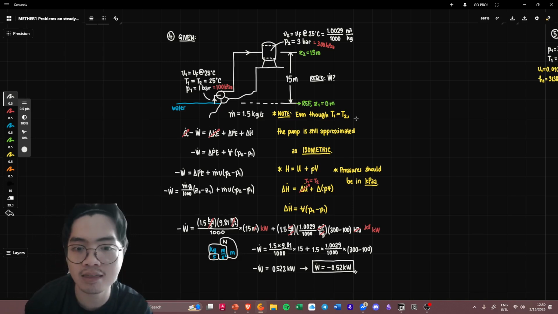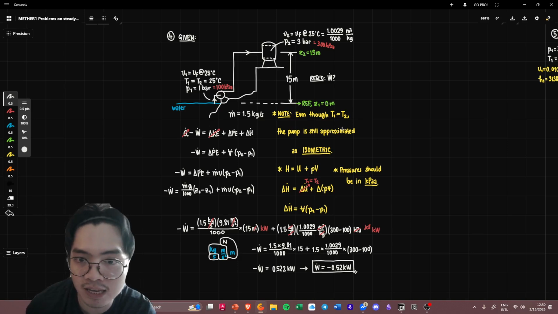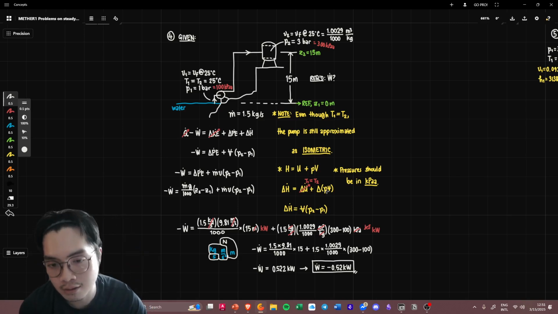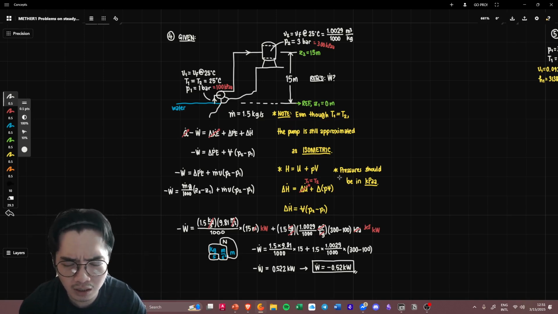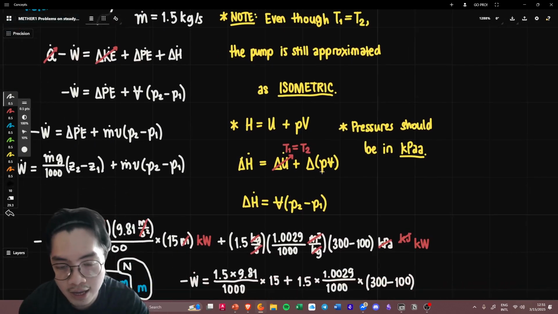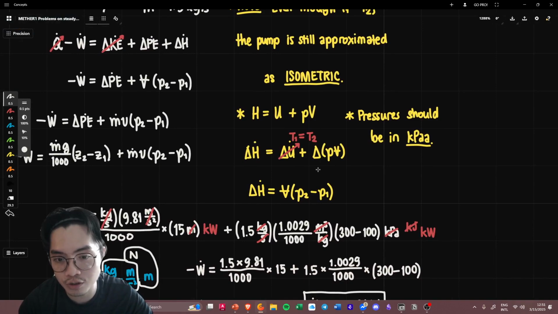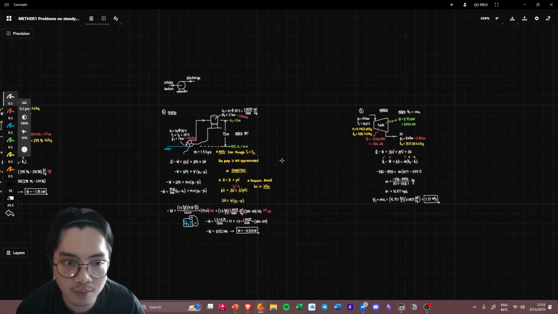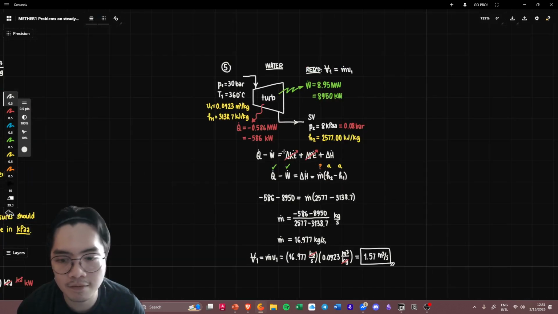When you say that the temperature remains the same, I'm not saying that you should treat this as an isothermal. Instead, you should just have this kind of mindset that your change in enthalpy is just going to be volume flow rate times change in pressure, right? So that's going to be it. So number 5 is done.